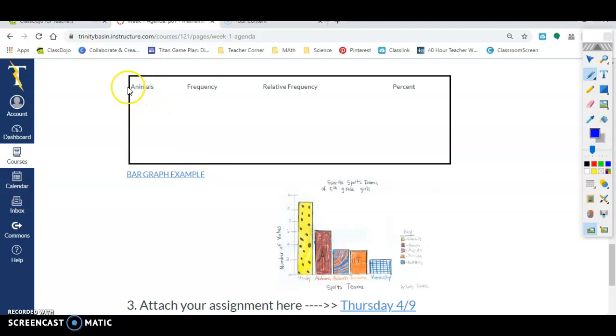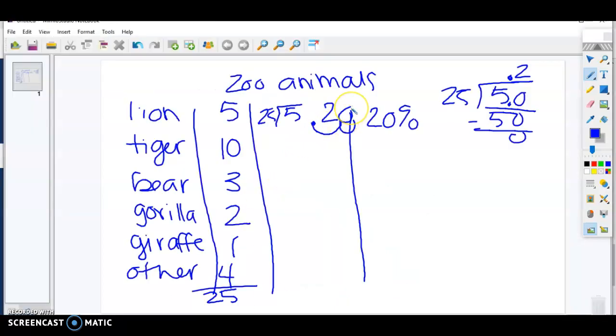you're going to make it yours. So if you did candy, put candy right here. If you did music, put your music right here. But list out the options you gave them. Put the frequency, who chose that. Then you're finding your relative frequency and your percent. Let's finish out mine real quick.